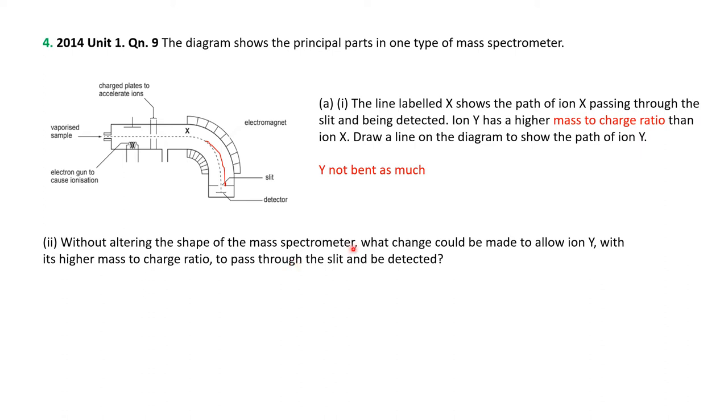Without altering the shape of the mass spec, what change could you make to allow Y to pass through the slit and be detected? Well, you've got to have it moving over a little bit more, you've got to deflect it a little bit more, which means you need to have a stronger magnet to deflect it.